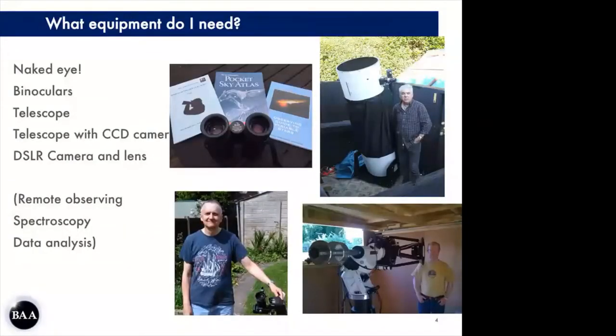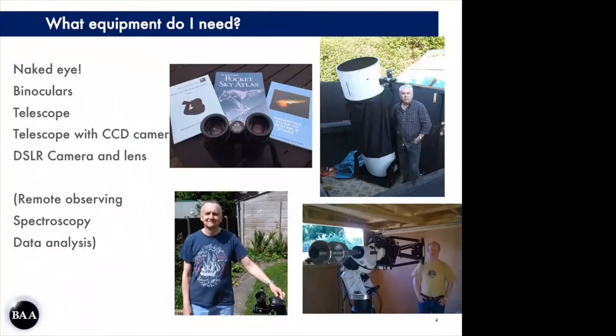So let's talk about the sort of equipment that you need. And I'd like to emphasize that one of the beauties of variable star astronomy is that you can use any kit. Use the kit that you have already. You don't need to go out and buy new pieces of equipment. If you don't have a telescope, don't worry. Naked eye observations are great. And we've just seen how important they are in observations of Betelgeuse. Binoculars are also very good. A small pair of binoculars, here's my 8x42, can provide a lifetime of opportunity for observing the variables.